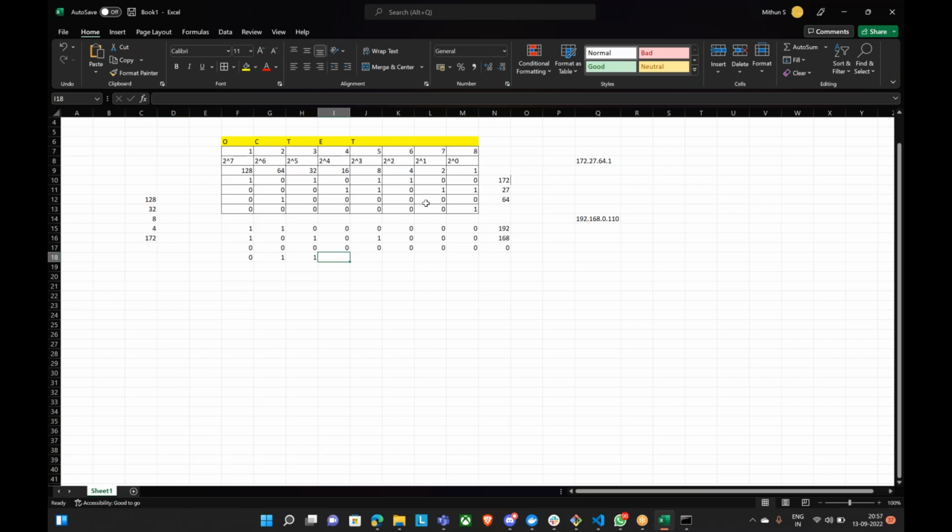And how much we need? 110. So another 14, right? So another 14 means, so 16 will not be sufficient. Then 8 plus 4 plus 2. Okay, correct? So this is the representation of 110. Clear? So this is how I represent these things. Is it clear?